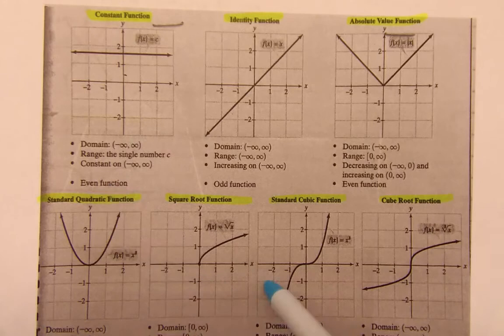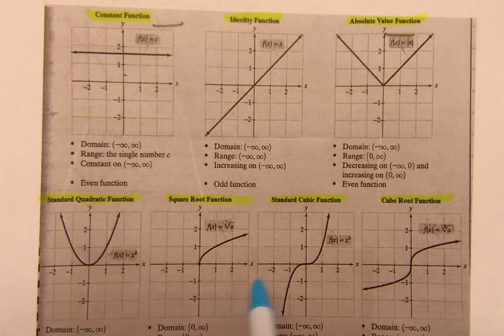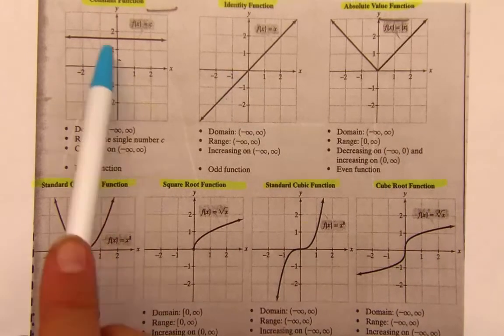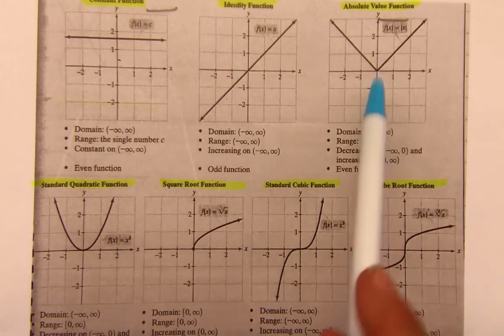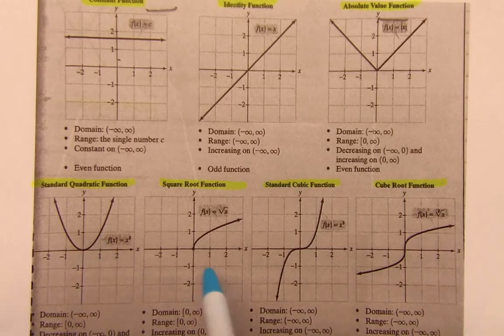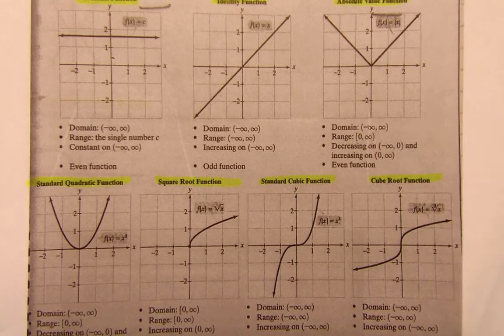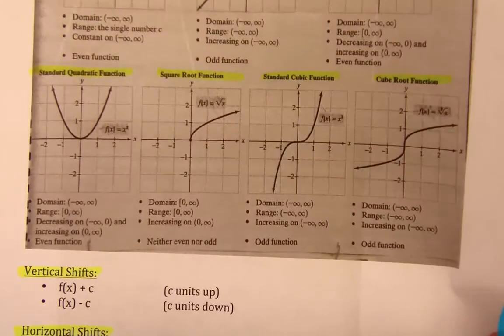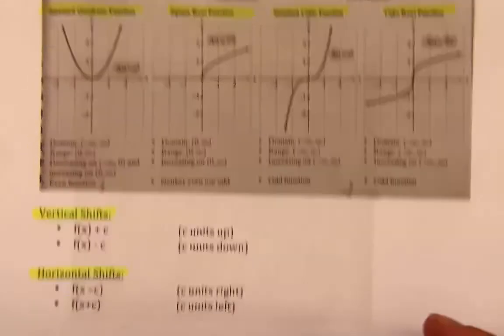Now, this page is straight out of the textbook, and I think it's a really helpful chart for you guys. It talks about the domain and the range of these functions and gives you a general picture of what their graphs look like. So we have the constant function, the linear identity function, absolute value, quadratic functions, square root, cubic functions, and then cube root functions. These are not all the types of functions we'll see in this class, but it is a good general review of what you should know coming into it.